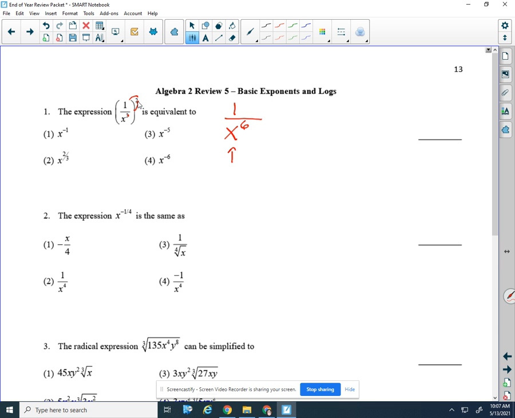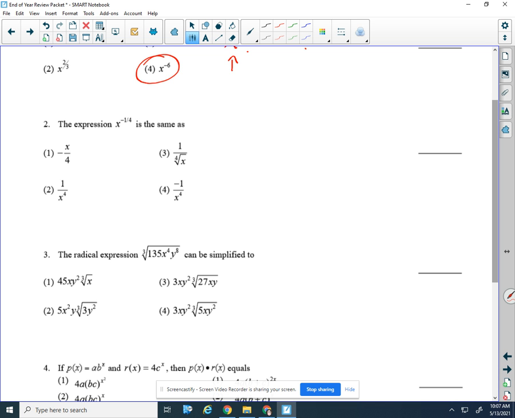Now this answer is the best answer because the exponent is positive, but for multiple choice purposes, there is no answer that looks like that. So what they want you to recognize is this and this are equivalent. Remember, if your exponent is negative, you put it on the other side of the denominator.